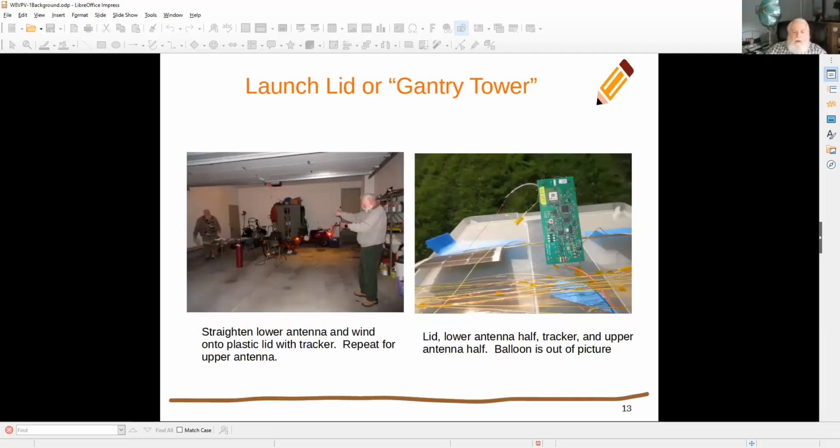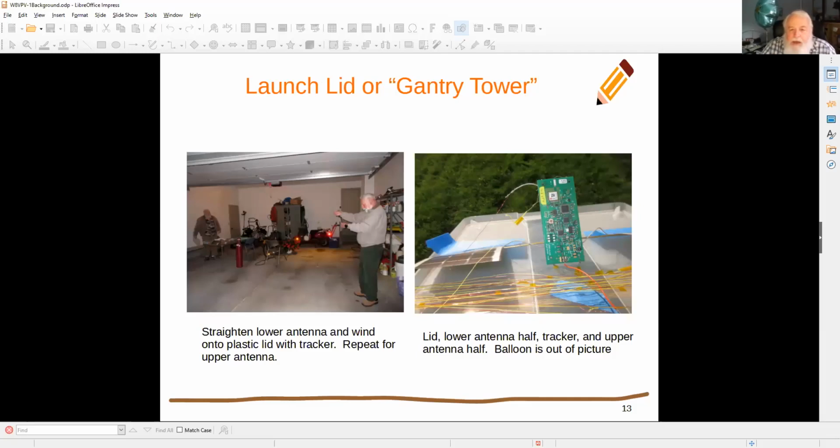Okay, now someplace off screen here, somebody is holding the balloon. I think it was Tom. We untied it from the tracker, and Tom's holding the balloon here. And you see in my hand there, I have this little plastic top to one of the plastic trays that we used during the launch here.